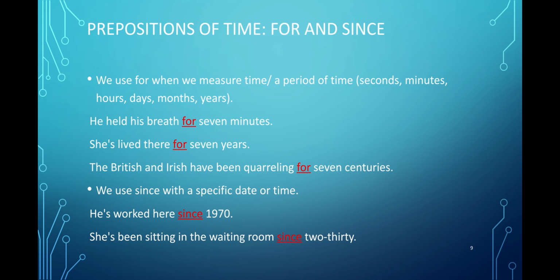Usage of since and for. We use for when we measure time or a period of time, like seconds, minutes, hours, days, months, years. For example, he held his breath for 7 minutes. She lived there for 7 years. The British and Irish have been quarreling for 7 centuries.